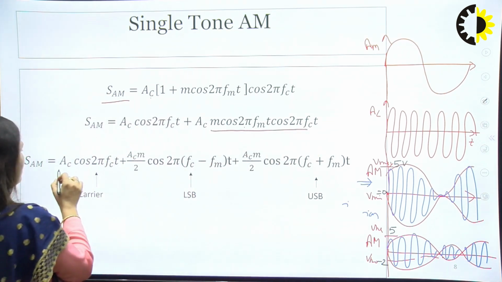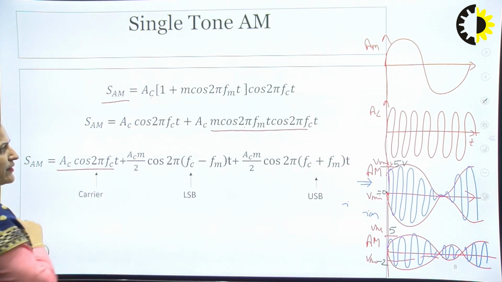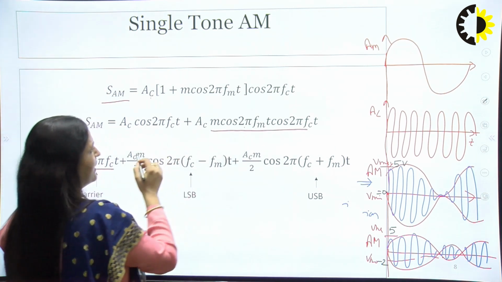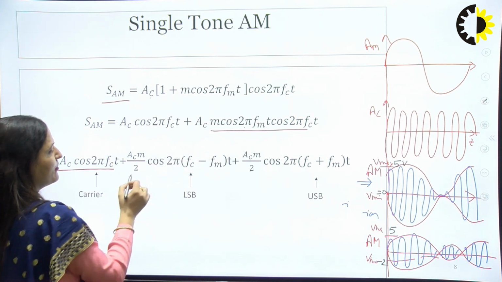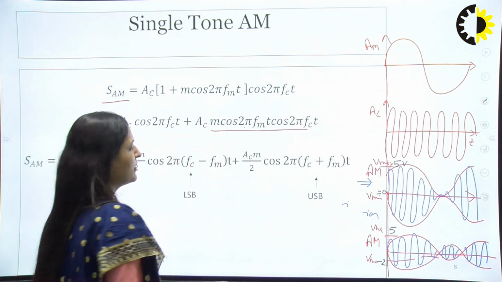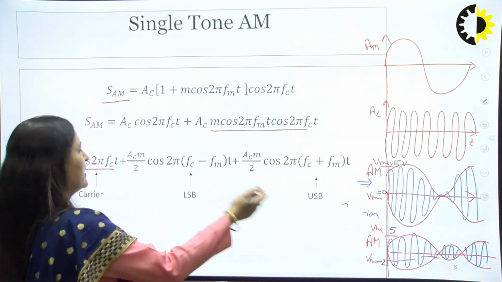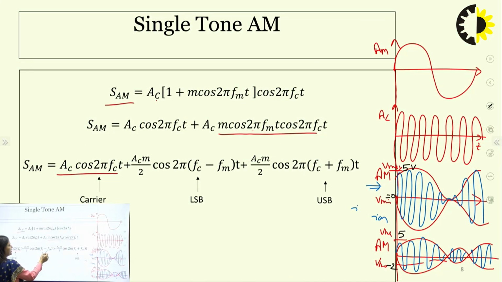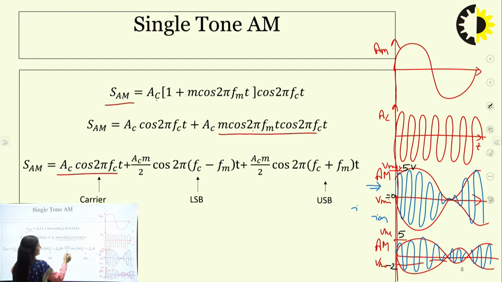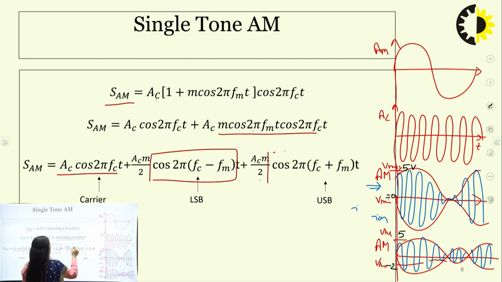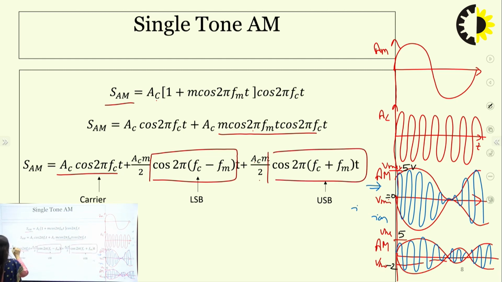So this signal remains the same, AC cos 2 pi FCT. Here I can write AC M by 2 times cos A plus B plus cos A minus B, right? So I can write AC M by 2 cos 2 pi FC minus FM, plus AC M by 2 cos 2 pi FC plus FM. So I will get three frequency components. Okay, so 1, 2 and 3.